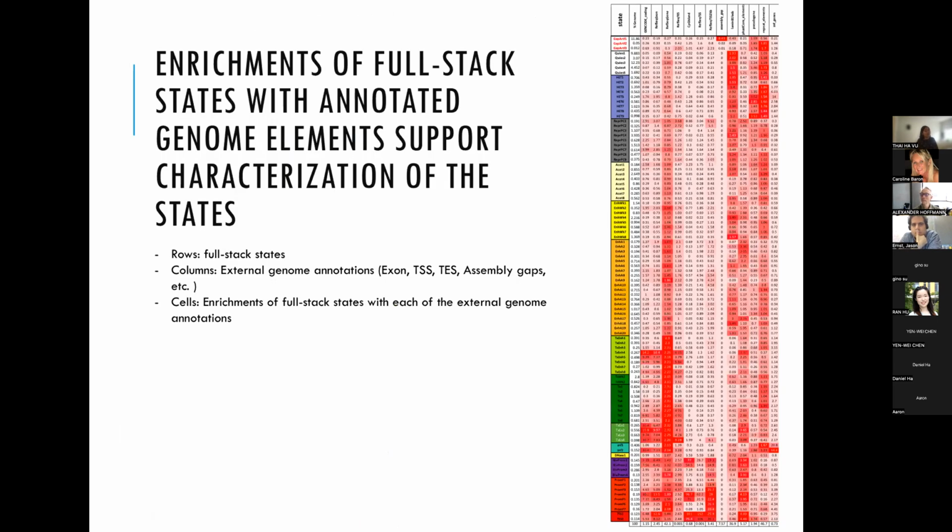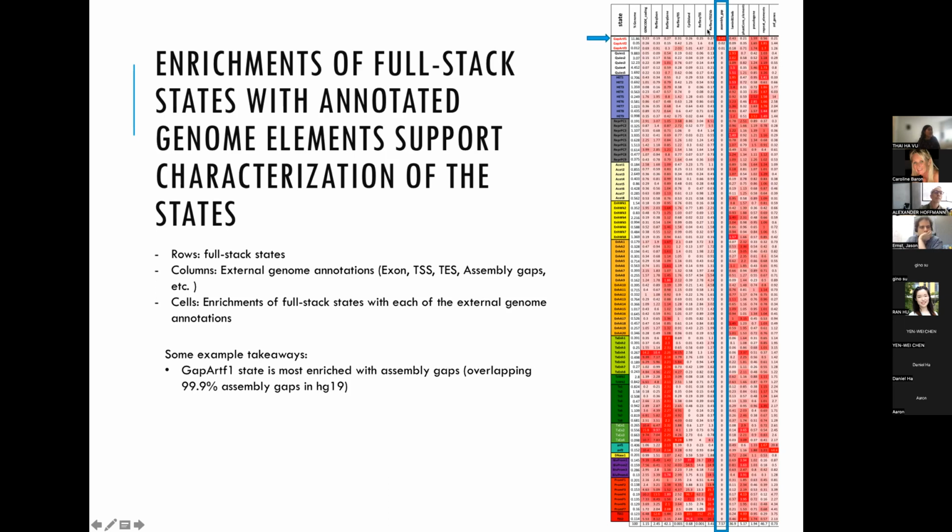Therefore, this is an example of embryonic stem cell specific heterochromatin state. We also, to understand the biological implications of the full stack state, look at the enrichment of the state with annotated genome elements, such as exon, transcription start site, transcription end site, etc. So these are 100 different states in our model, the rows, and the columns correspond to all those external annotations. So we have a coding region, we have exon, transcription start site, etc. So we can have some example takeaways. For example, this gap artifact state number 1 right here is a state that we show to be highly enriched with assembly gap in HG19. It actually overlaps with 99.9% of all the assembly gap in HG19.